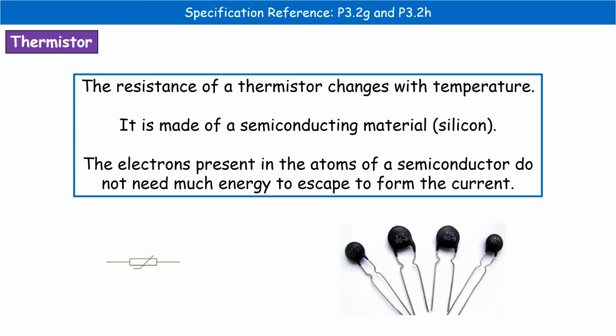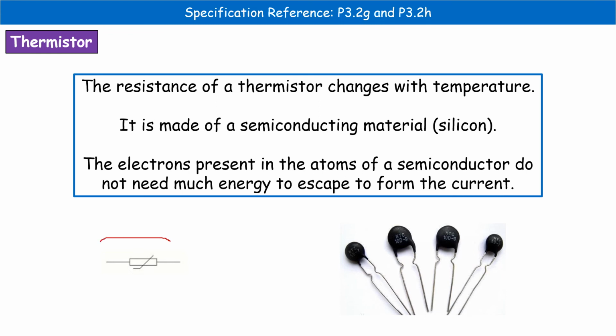Fourth type of characteristic graph we should know about is the thermistor. Thermistors are ones that change with temperature. So the resistance of the actual component changes as the temperature changes. The reason for that is that it's made of a special material called a semiconductor, usually silicon. That means it doesn't need much energy for the electrons to escape their atoms.